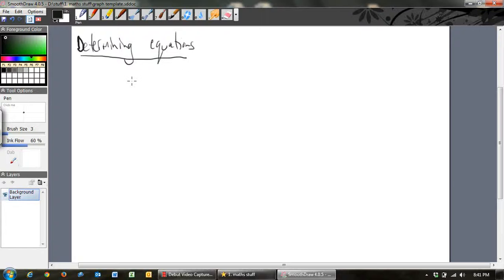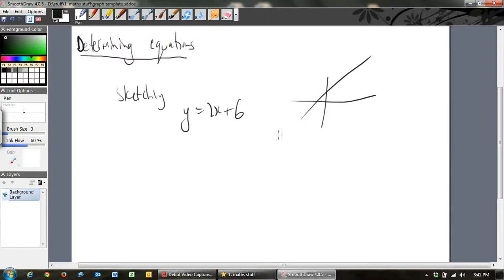And basically, in the last video, when we were sketching, what we had was y equals 2x plus 6 or something like that, and we sketched a graph, and it looked something like that. When we're sketching, we're given the equation and we draw a graph. What determining is, is we're given a graph or some points, and we're going in this direction. In other words, we're given a graph and we need to figure out what the equation is.